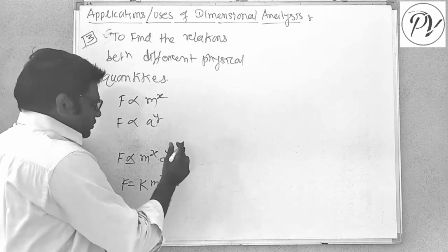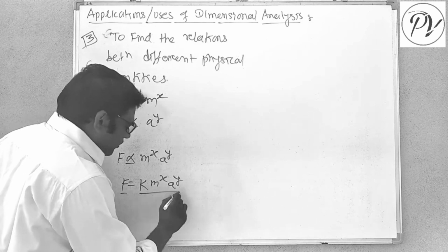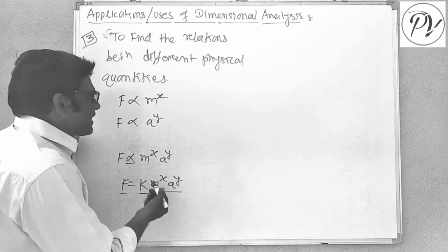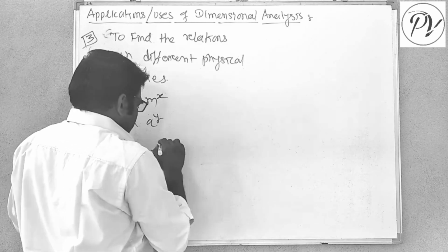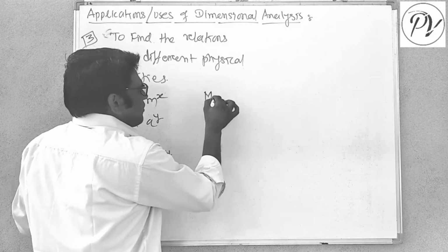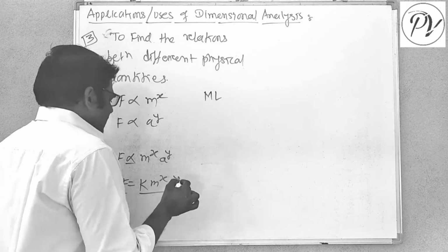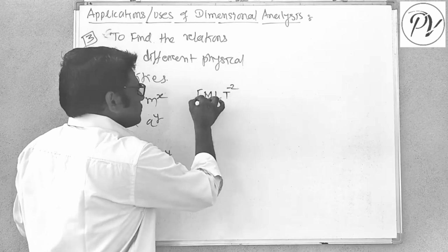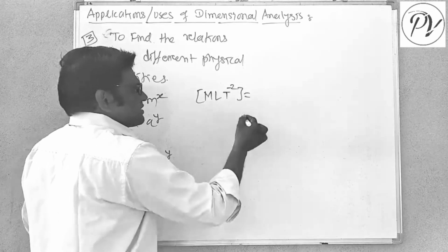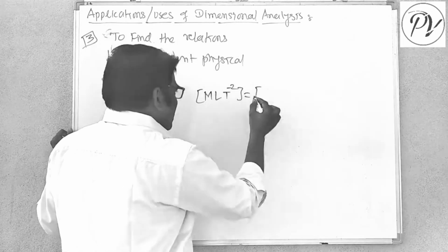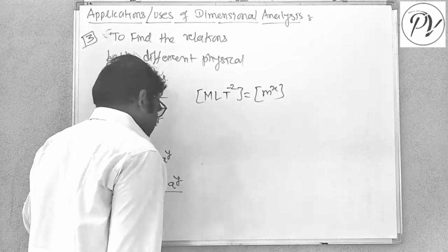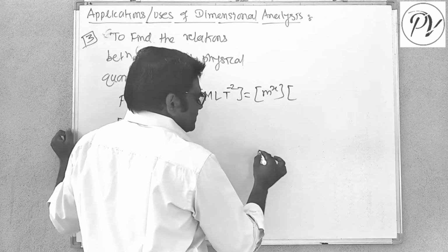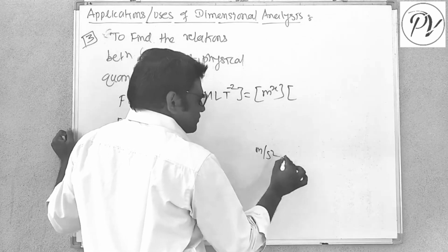Now, the dimension on this side should be equal to the dimension on this side. That is our principle of dimensional homogeneity. So let us write the dimension of force. The dimension of force is known: M L T to the power minus 2. The dimension of mass M is raised to power x. On this side, the dimension of acceleration: acceleration is meter per second square.